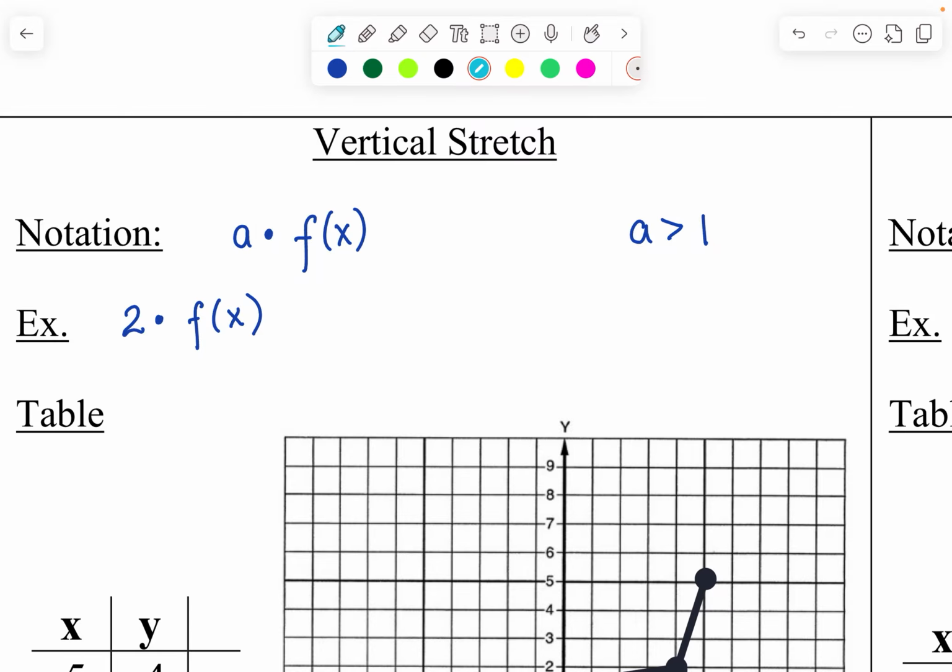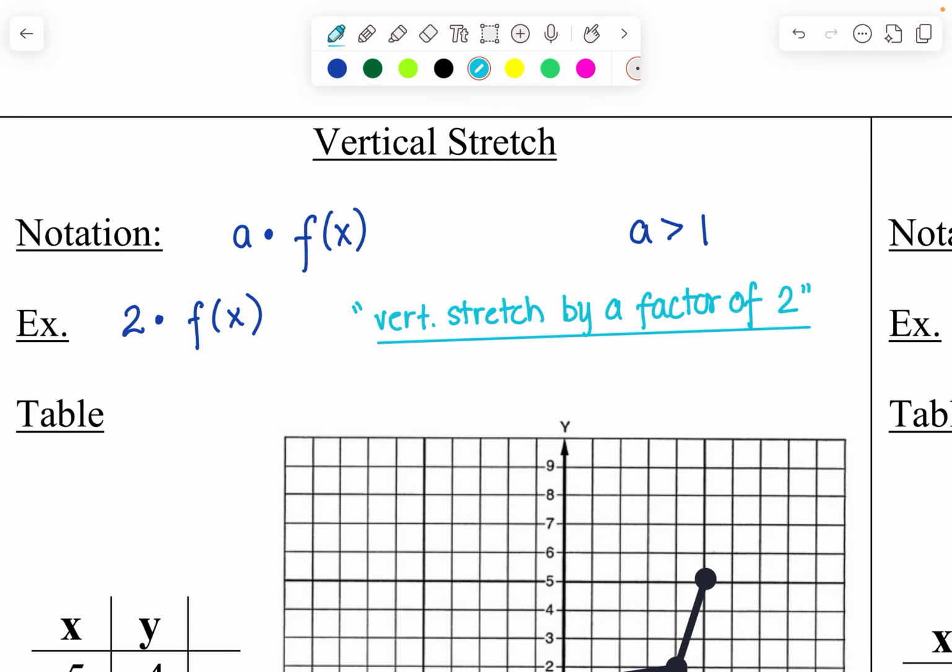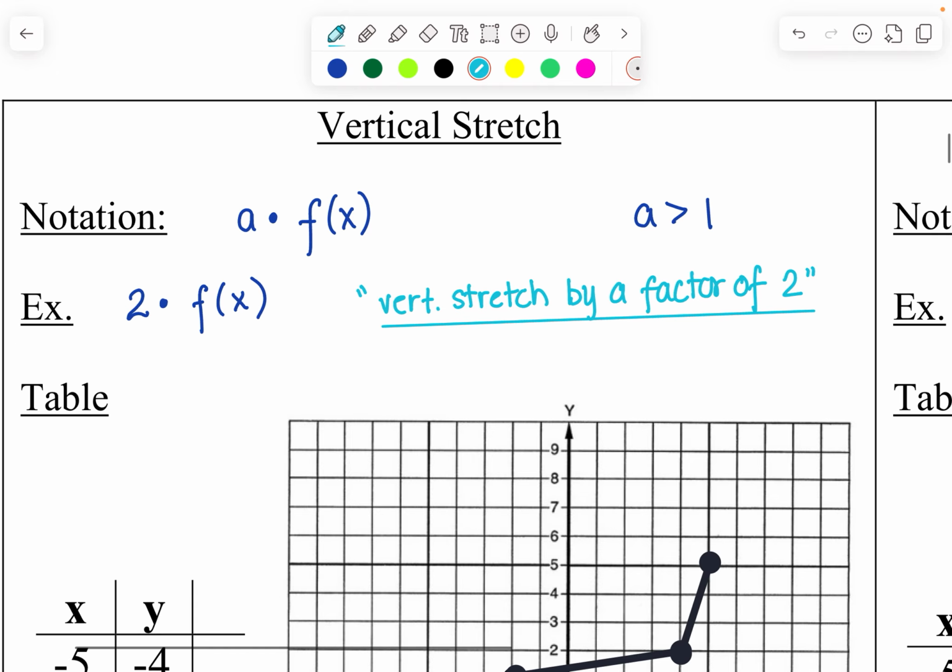In words, we call this, and it has to be verbatim, you can abbreviate, vertical stretch by a factor of 2. Yes, you have to write that whole thing out. Vertical stretch by a factor of 2. Okay. So what does that look like for our table?